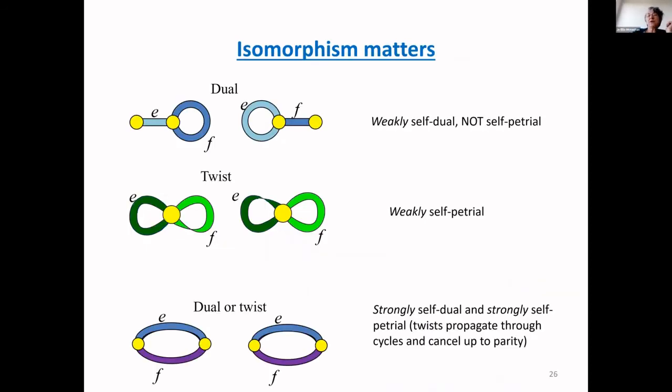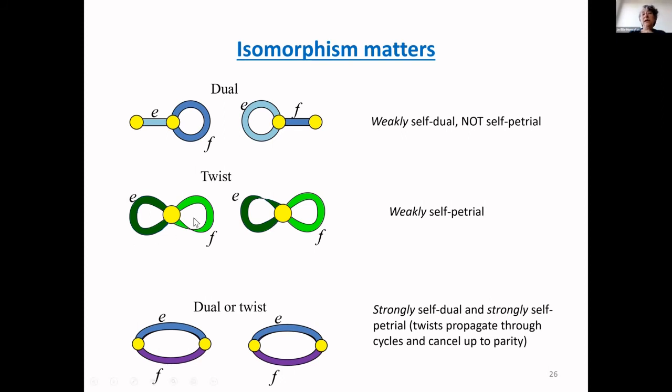But isomorphism matters when you're taking duals, because sometimes the identification between the graph and its dual is direct. It uses this canonical identification of the edges, and sometimes it isn't. So for example, this little lollipop graph, if you will, if you take the dual of it, the isomorphism sends E to F and F to E. And we call that weakly self-dual.